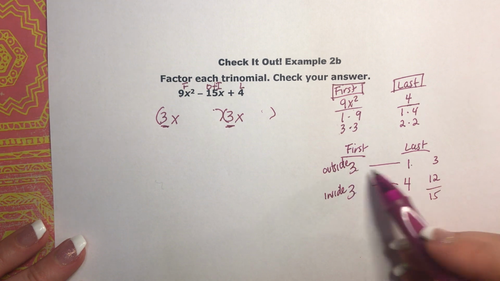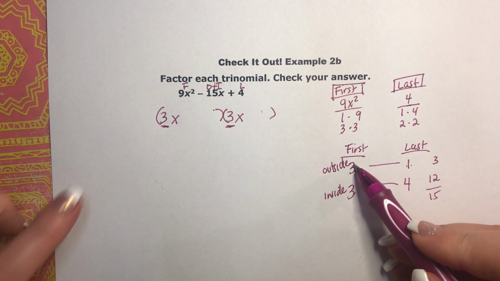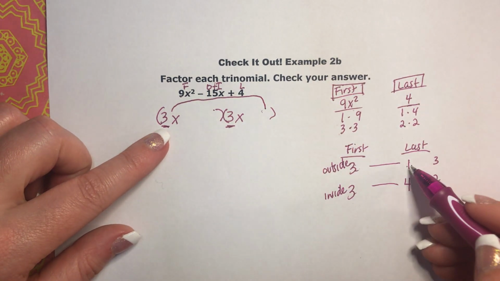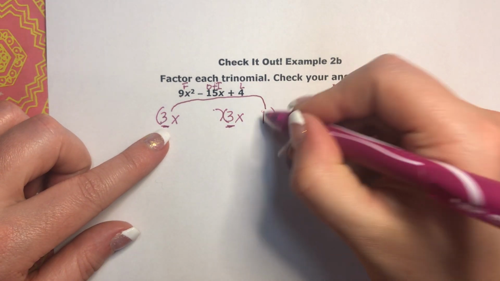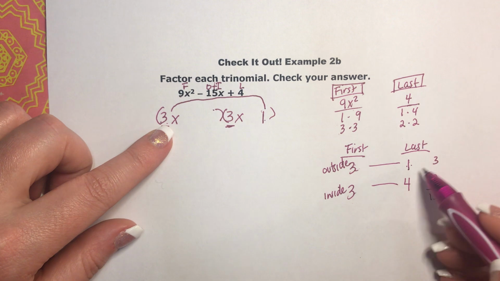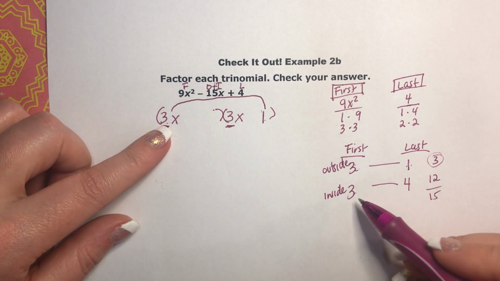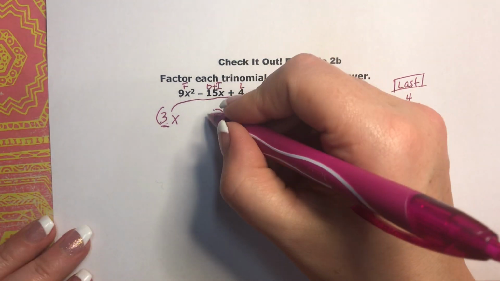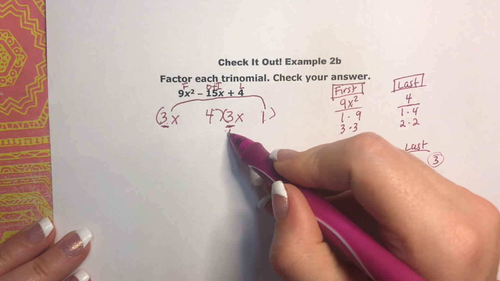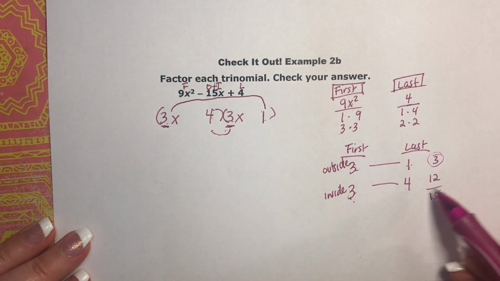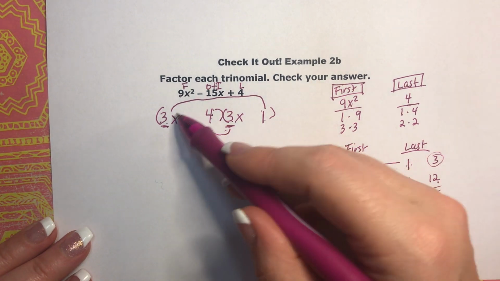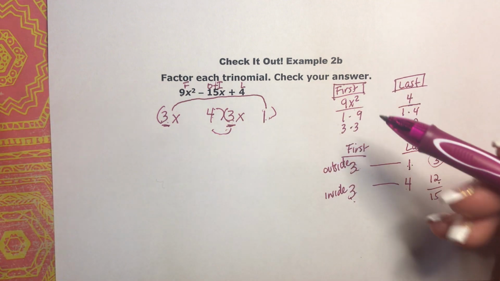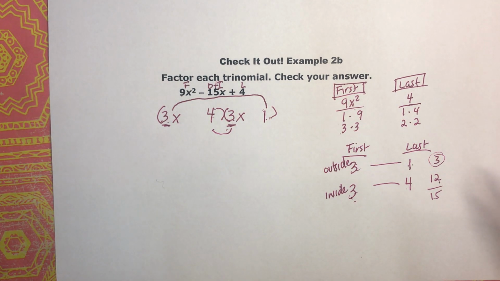So the outside's going to go with the 1. So this is the first. So the outside is here, right? So that means the last is going to go 1. 3x times 1 is going to give me my 3. And then my inside, here's my first 3, is going to go with the 4. And that's going to give me my inside, which is 3 times 4, which is 12, right? So I have my outside, which is 3. I have my inside, which is 12. I'm going to add those together to get 15.